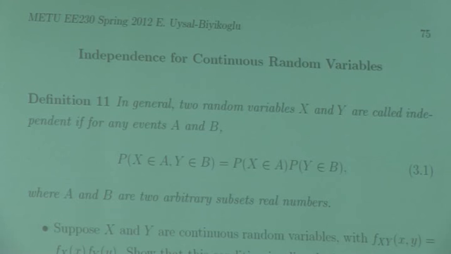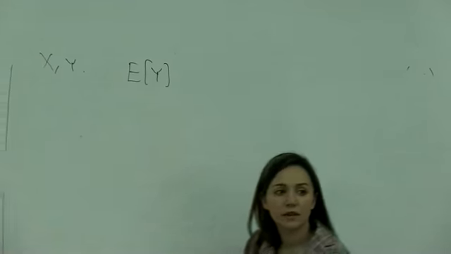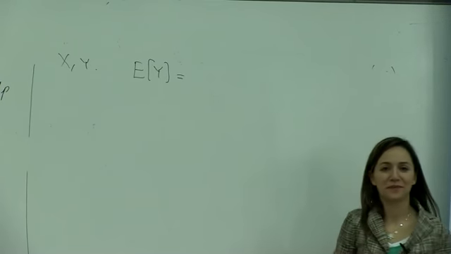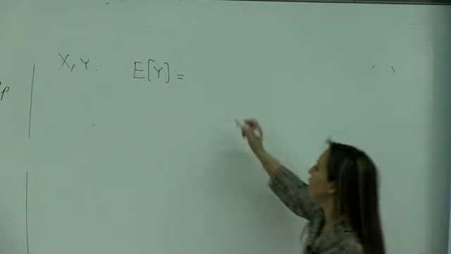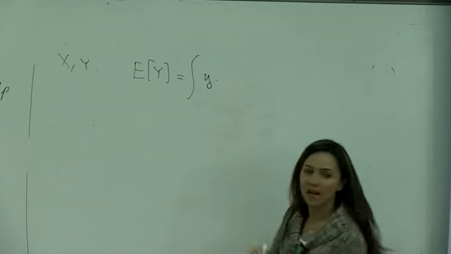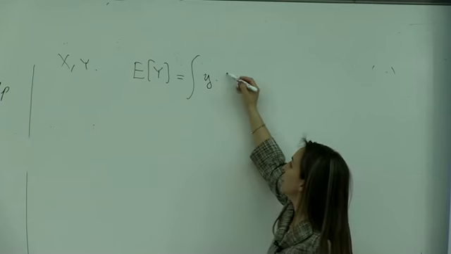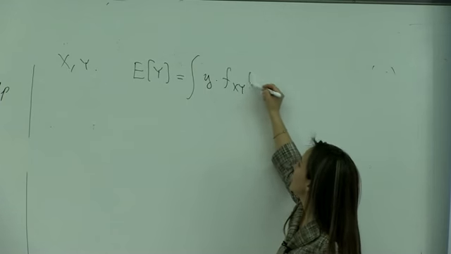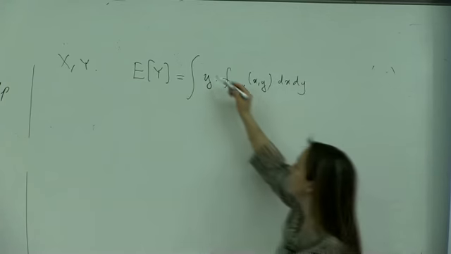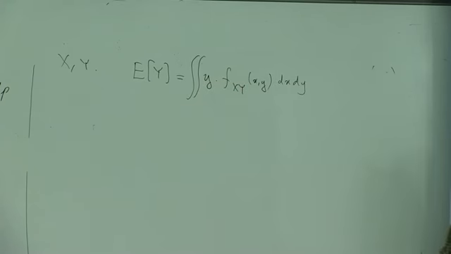So let me remind you this. Consider x and y. We want to compute the expectation of y. Everybody please listen. Expectation of y is, I'll start from scratch, the integral of y times f_XY(x,y) dx dy, double integral. Right? Any problem? Okay.